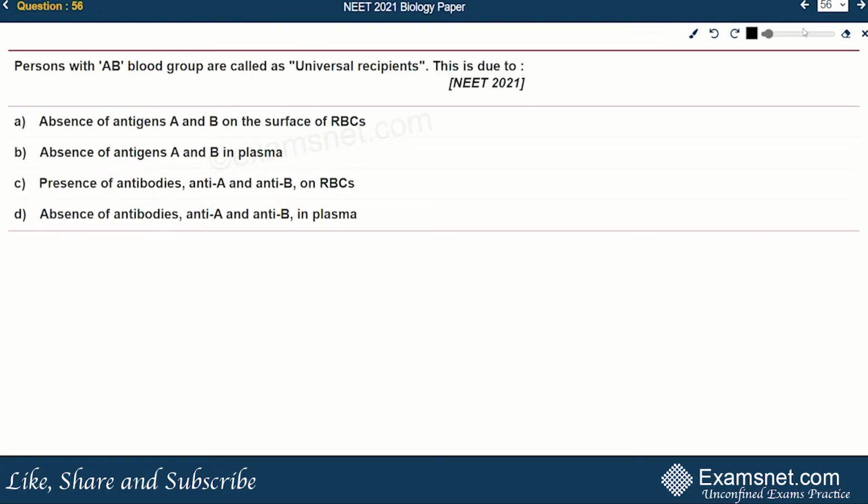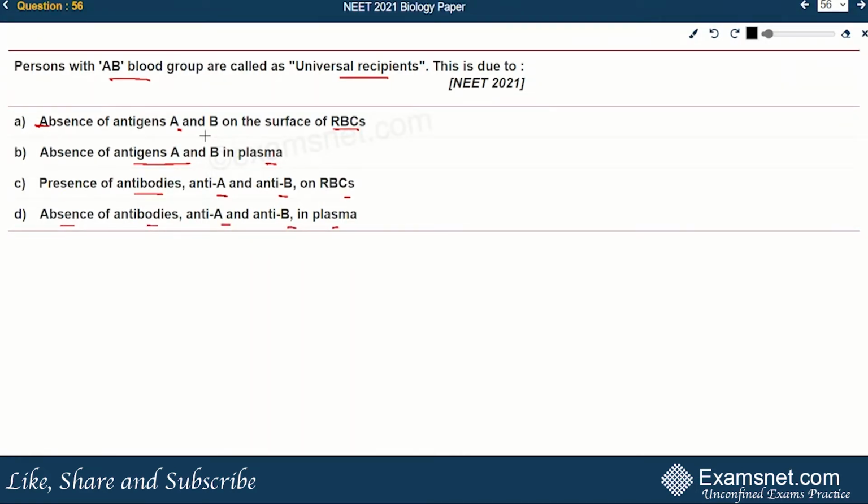So moving on to question number 56, which is from the chapter Body Fluids and Circulation. And the question is, persons with AB blood group are called universal recipients. This is due to absence of antigens A and B on the surface of RBC, absence of antigens A and B in plasma, presence of antibodies anti-A and anti-B on RBCs, and absence of antibodies anti-A and anti-B in plasma.